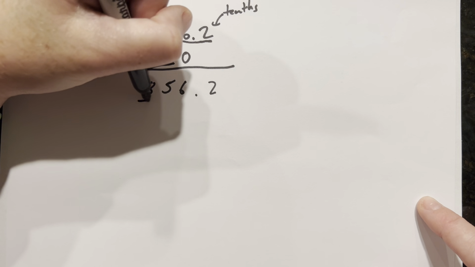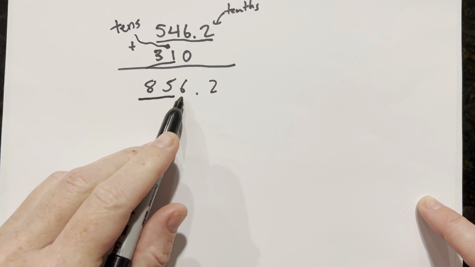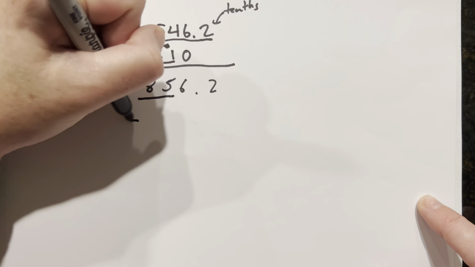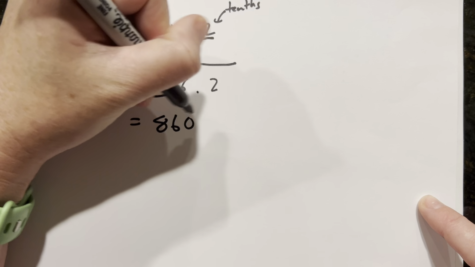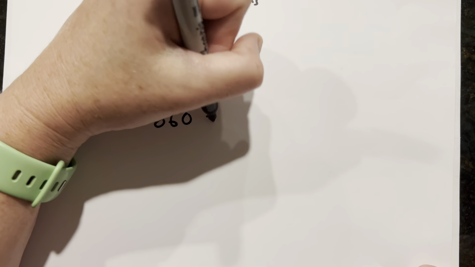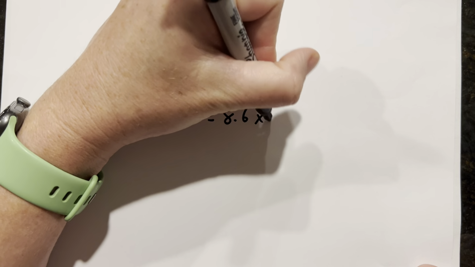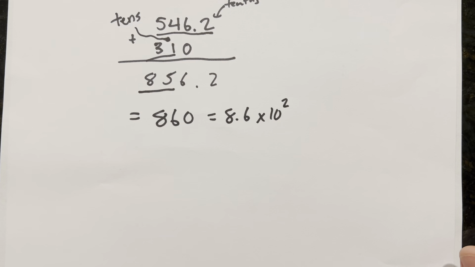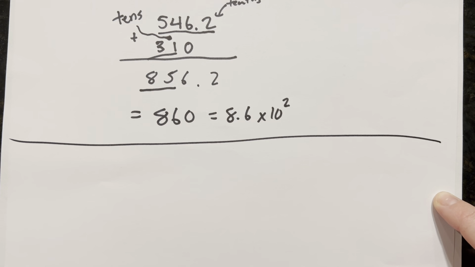And so we underline up to the tens place, ask if this number next to it is 5 or greater. It is, so we're going to have to round up. Our answer is actually 860. You could also represent that as 8.6 times 10 to the 2. Let's do another example here.